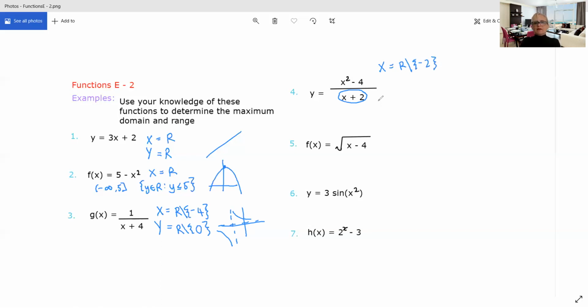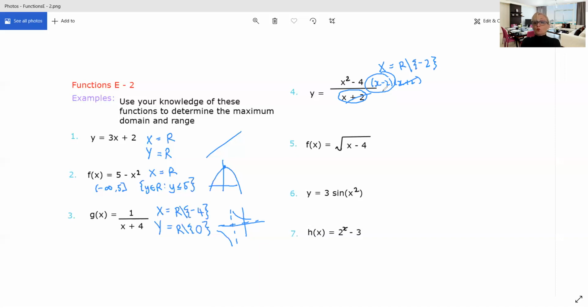Now let's just think about this for a minute. What's going to happen? What would this function look like? This numerator, if you expand it out, would be x minus 2, x plus 2. So this function is actually going to be the same as the straight line y equals x minus 2, except for that little open circle when x is negative 2.